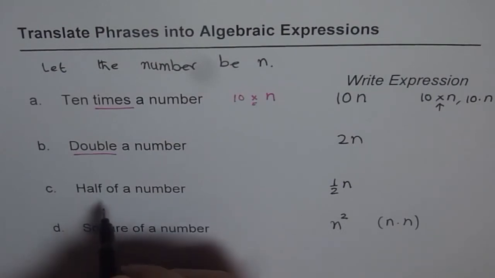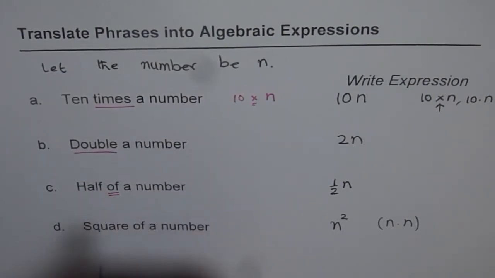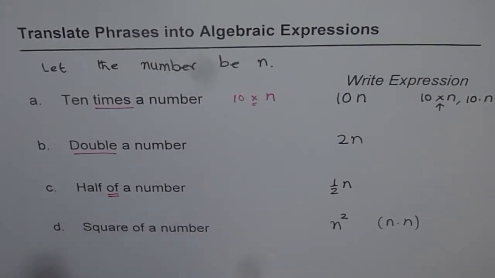Half of. So whenever we have of, this is very important. Of means times. Okay, square of a number. Of means times. Of is one of the most critical words which you should pick up at this stage. Whenever you get of in a sentence, it implies multiplication, correct? So remember that part. Let's do some more examples where multiplication and division is involved, and then we'll have a practice test.